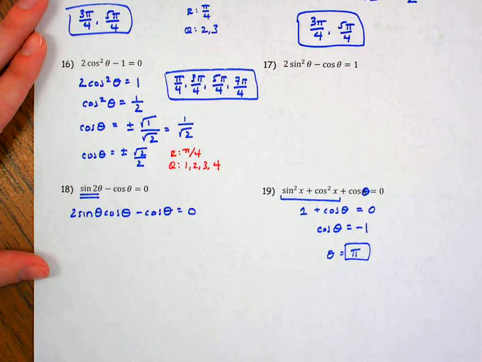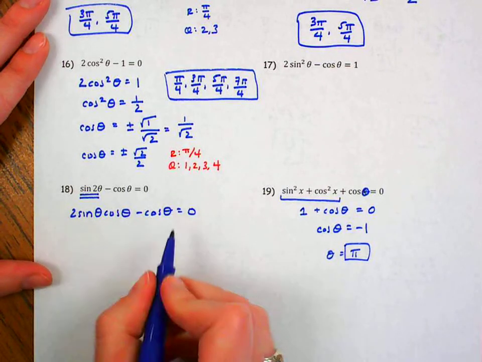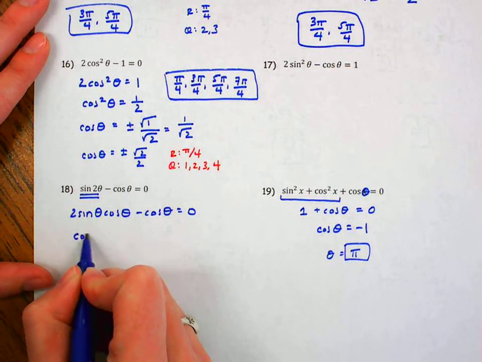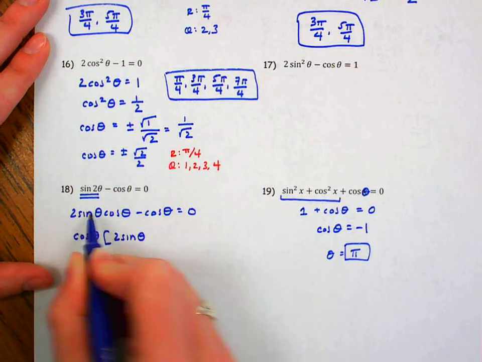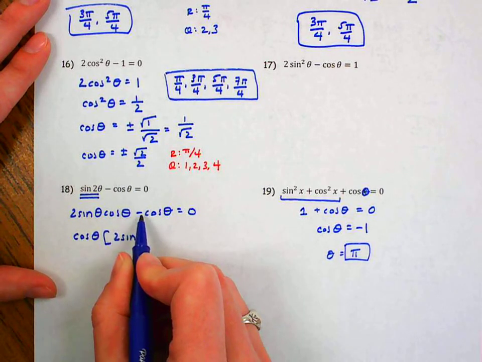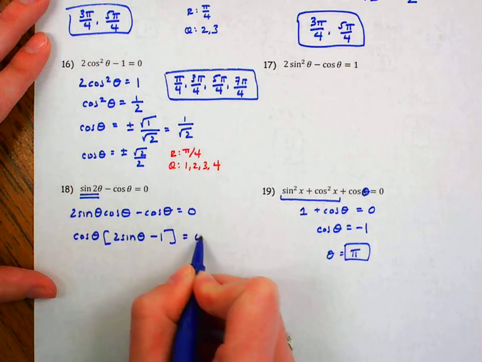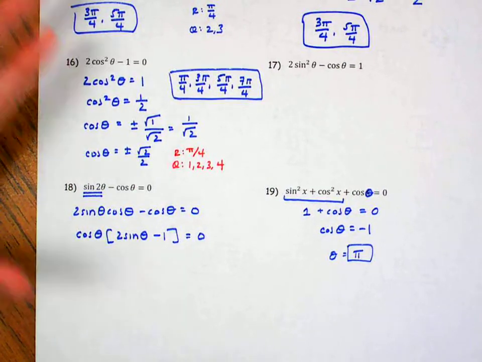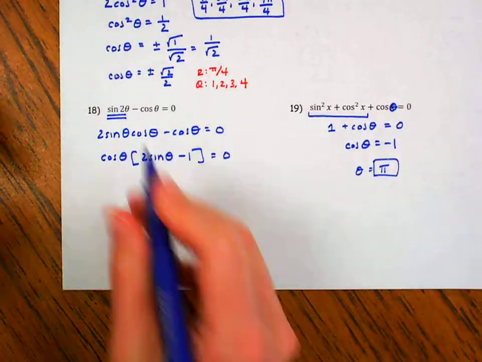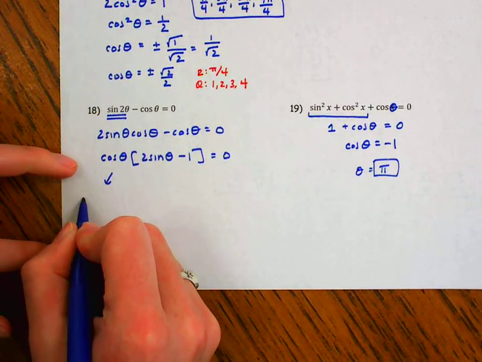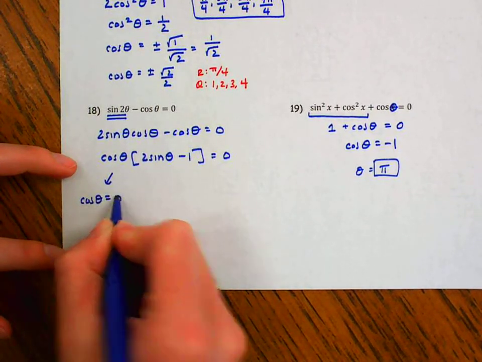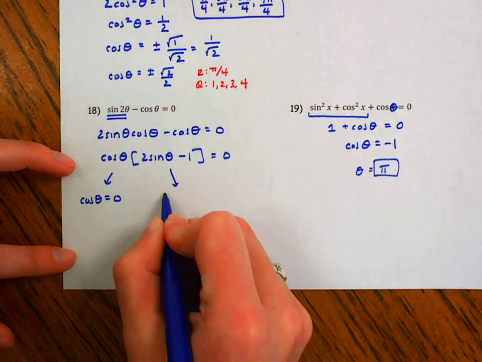Okay. I have multiple trig functions, so now I need to factor. I notice I have a cosine theta in both of these. Take out cosine theta, that gives me 2 sine theta minus 1. Because I have these factors, I now need to solve this as two separate problems. I'm going to start with this, and then I'll do this one.